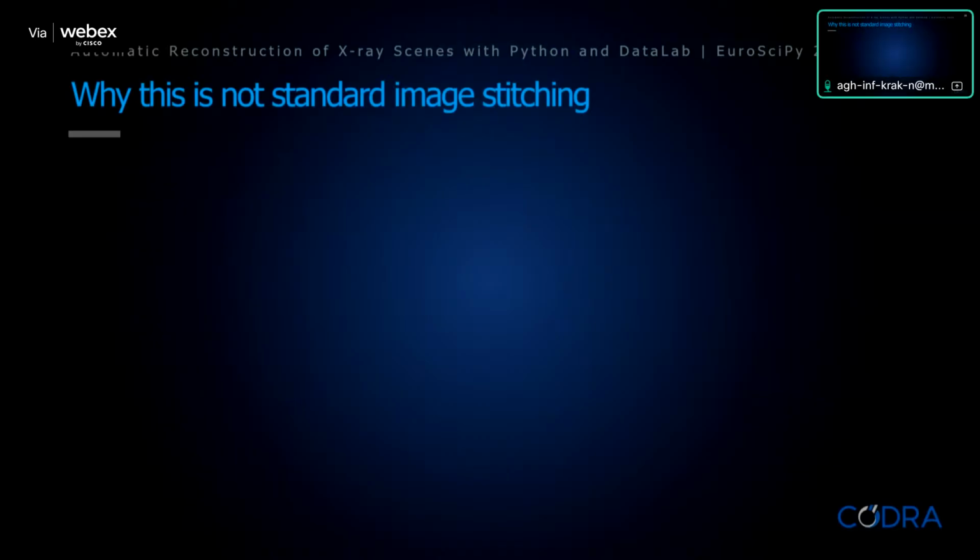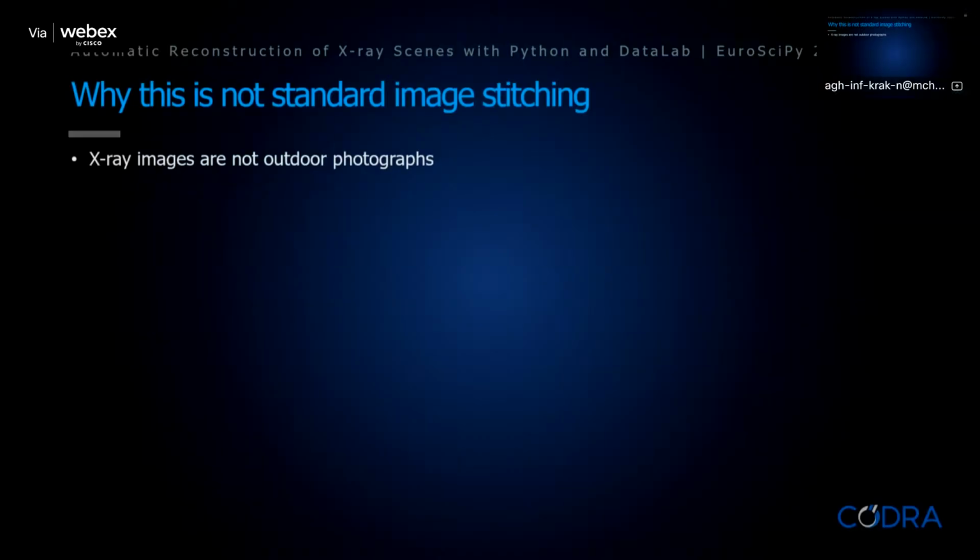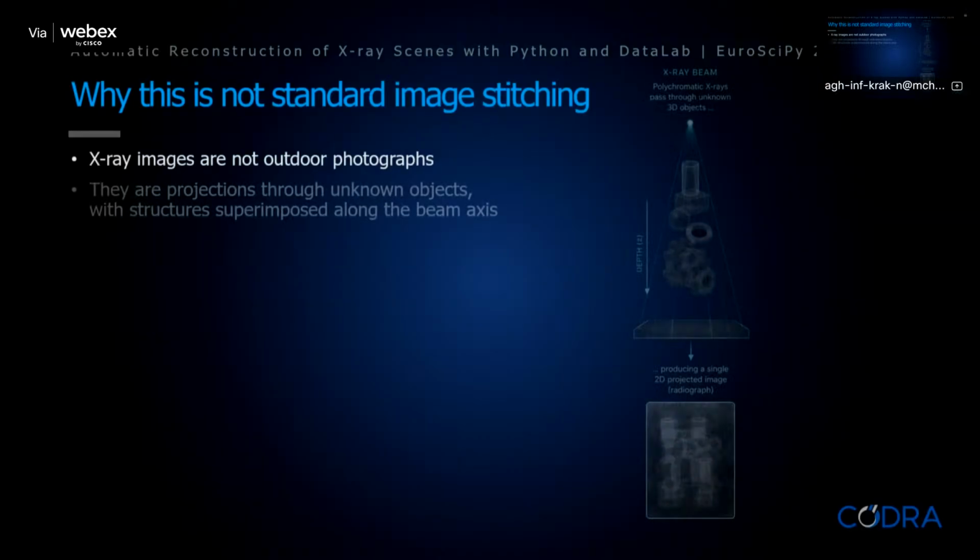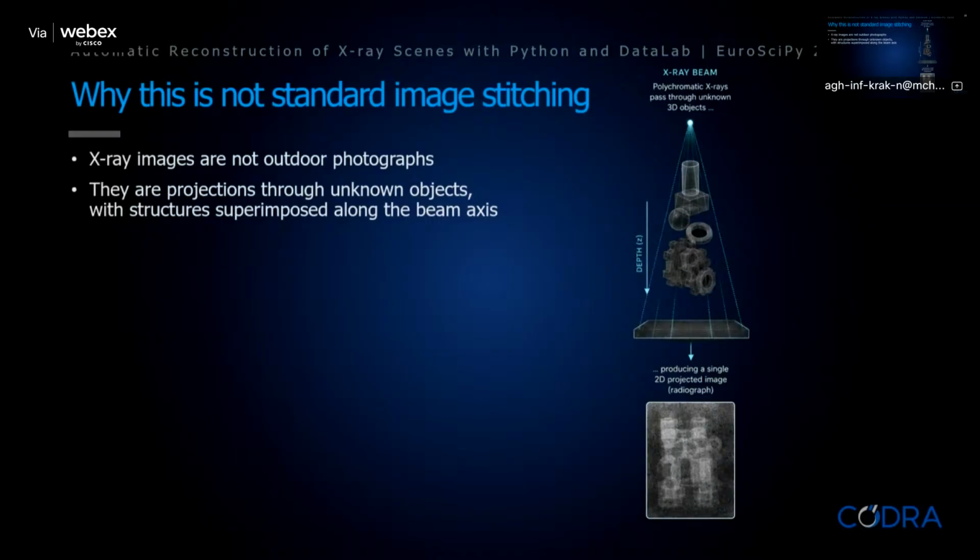So why is this not standard image stitching? Actually, X-ray images are not like outdoor photographs. They are projections along the axis of radiography. So it means that when you see objects that are at the same place in the image, it doesn't mean that they are in the same place in the object. They may be in different planes along the radiography axis.